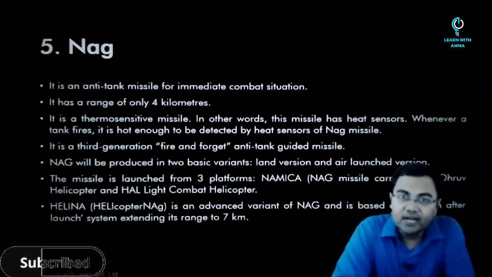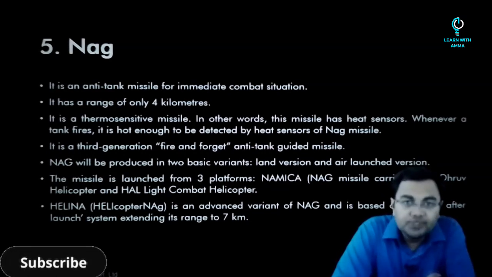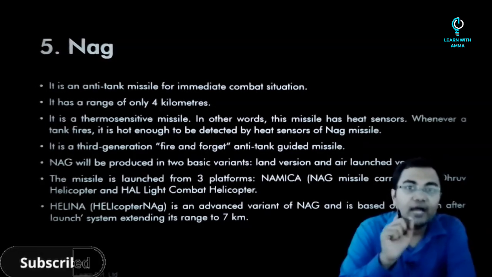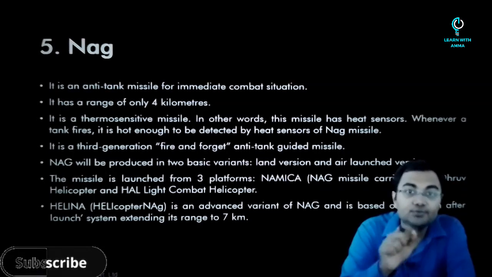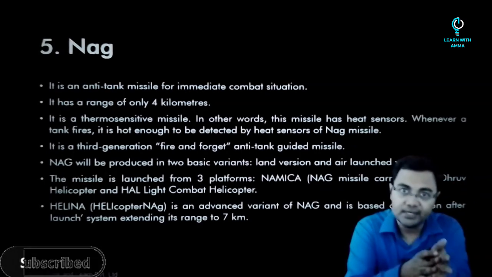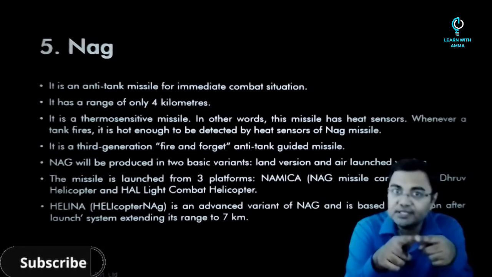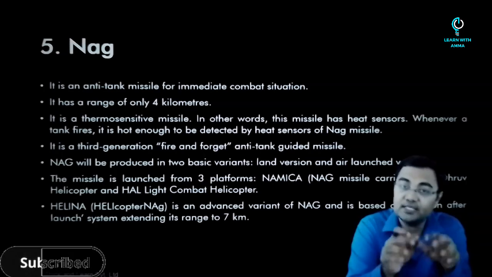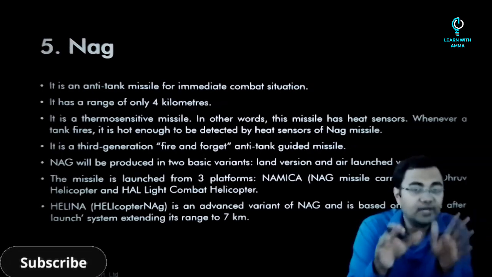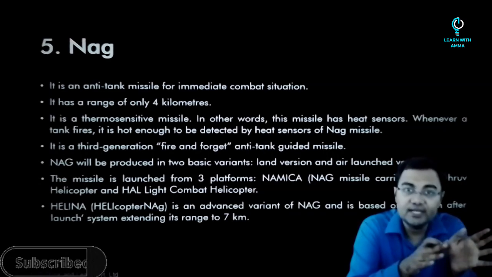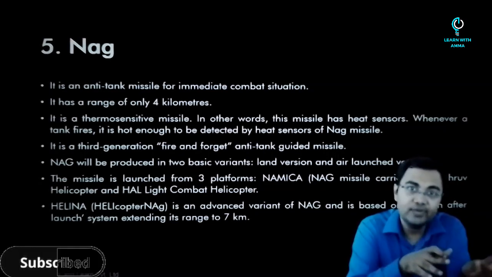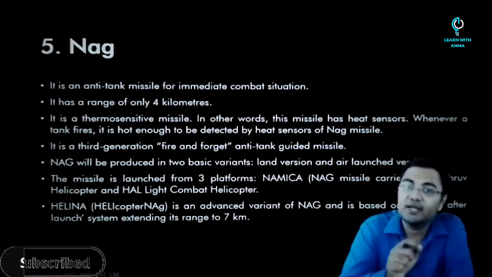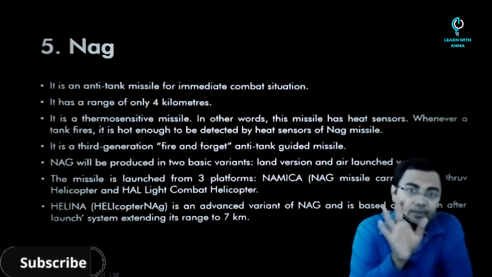So when we talk about the Nag missiles, first and the most important point is that it is an anti-tank missile, meaning that this would usually be used against battle tanks. So first of all, the range will be very small. Why? Because these would be tactical missiles. If you go back to the definition of tactical, we had discussed that these would be the missiles that will be used in a real battlefield. So these are called anti-tank missiles, and they will have a range of only 4 kilometers.